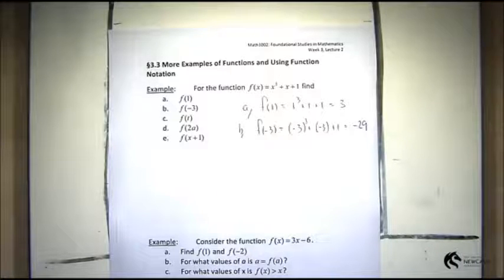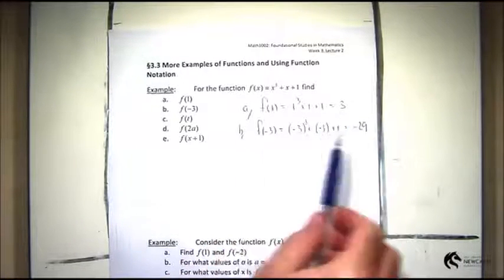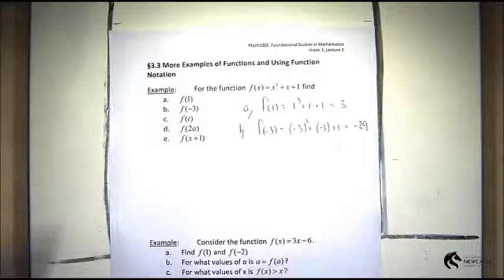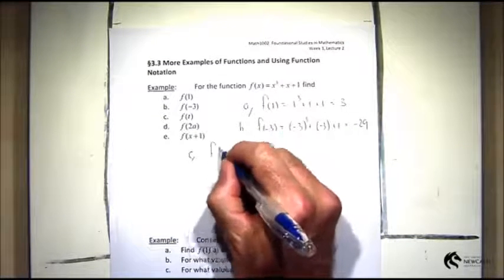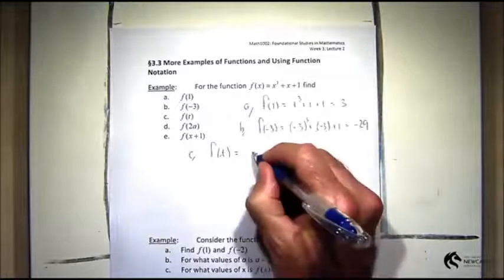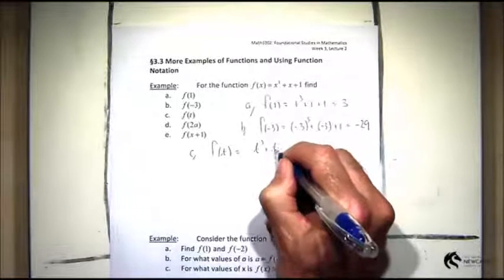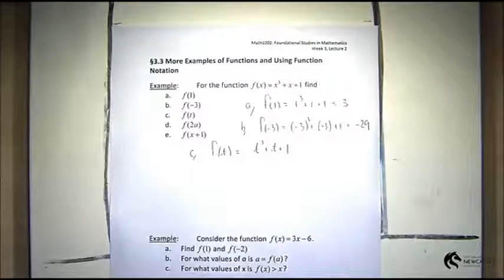So in both cases, you can see f(1) is a number, and f(-3) is a number. Part C says, instead of having a specific number, let's have a general number called t. So everywhere I see x, I have to substitute t. And so I have t cubed plus t plus 1. And of course that looks awfully like x cubed plus x plus 1.